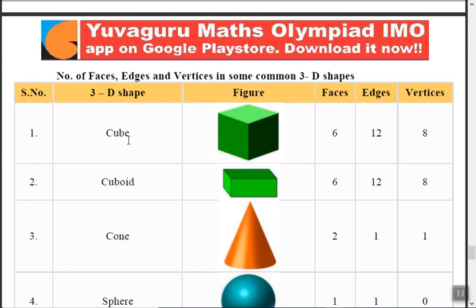Okay. So cube, it has 6 faces. See here, 1, 2, 3, 4, 5 and 6. You can count it yourself also. Edges 12, 4 over here, 4 below and 4 on the sidewise. Okay. Vertices 8, 4 above, 4 below. Similarly for cuboid, same 6, 12, 8.